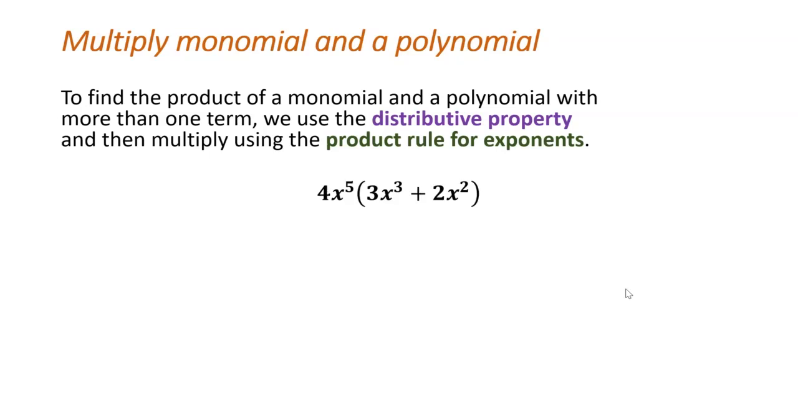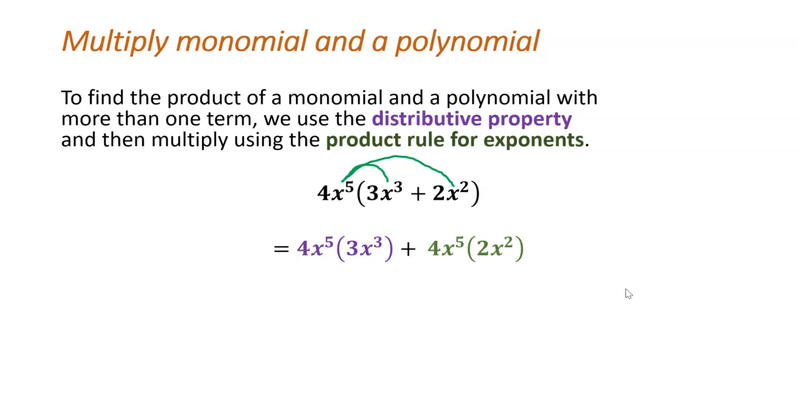Here's our first example. 4x to the power 5 times (3x cubed plus 2x squared). As you can see, I have two terms inside my parenthesis and one term outside my parenthesis. So I will multiply using the distributive property. I'm going to first multiply 4x to the power 5 with 3x cubed, and then I will multiply 4x to the power 5 with 2x squared. Let's first write this down.